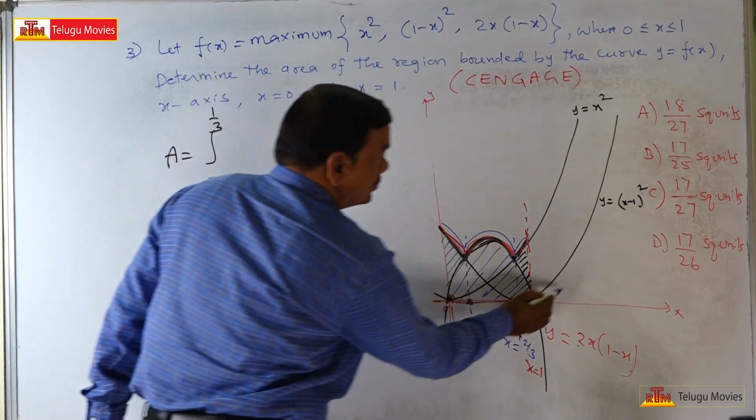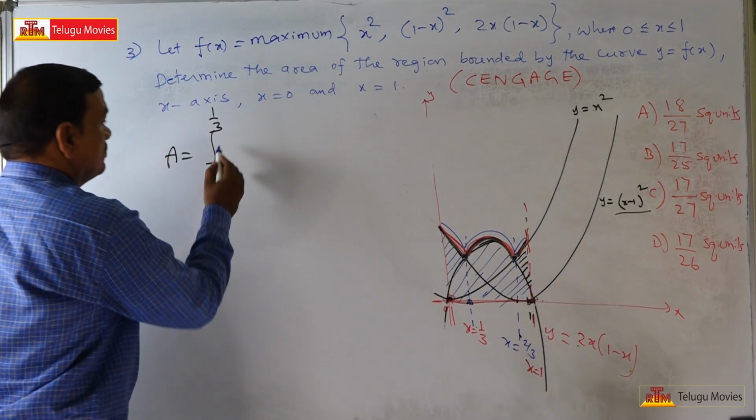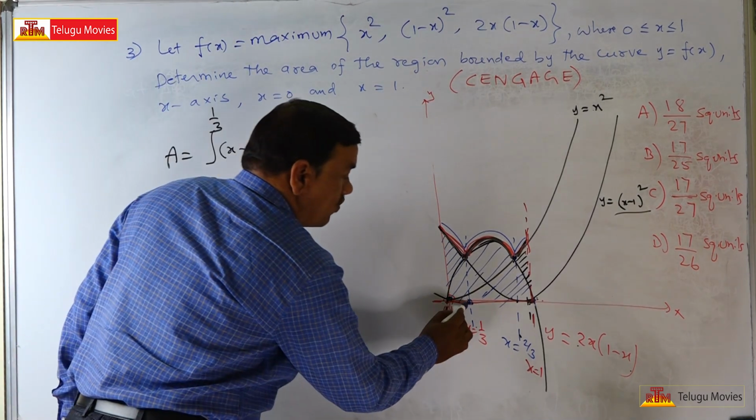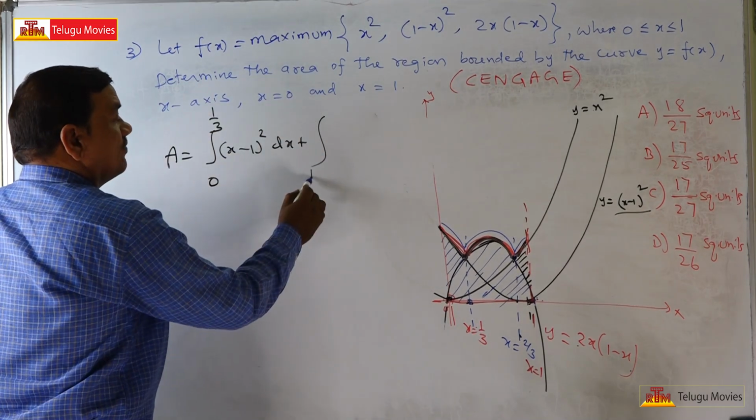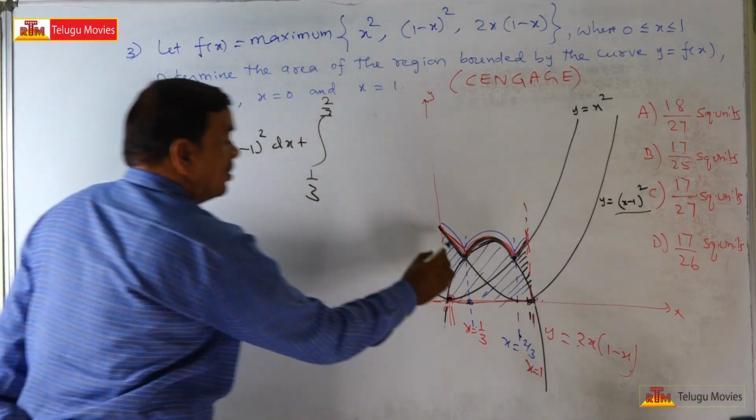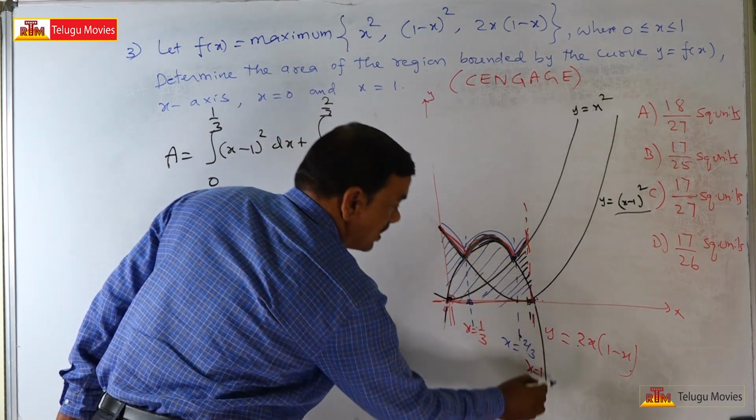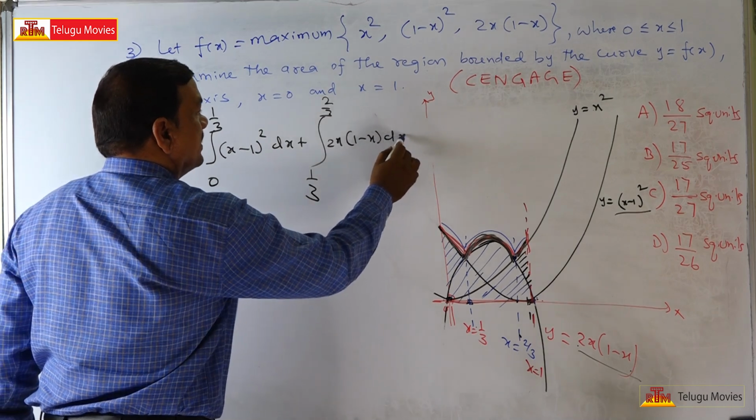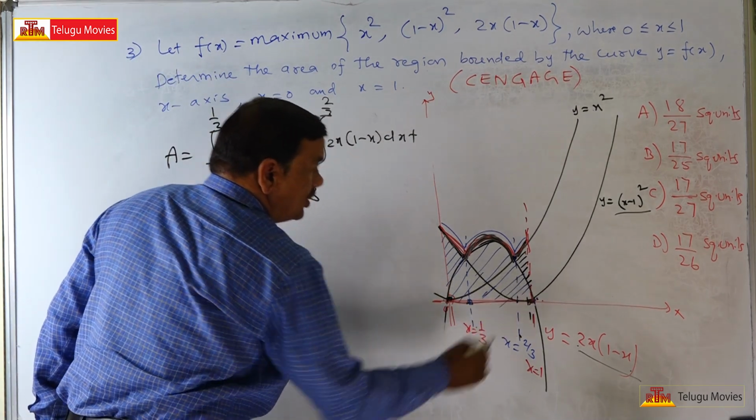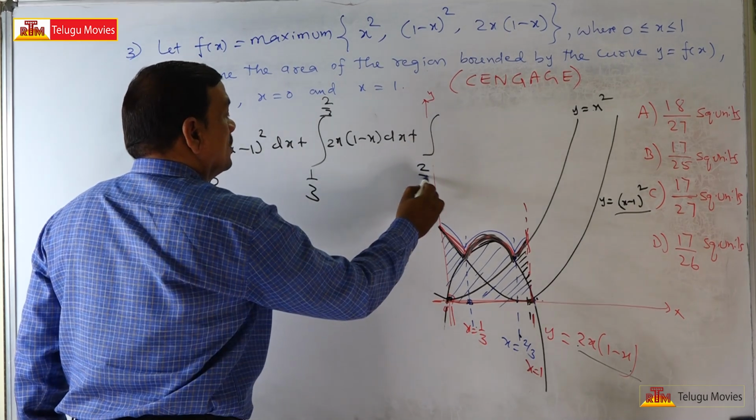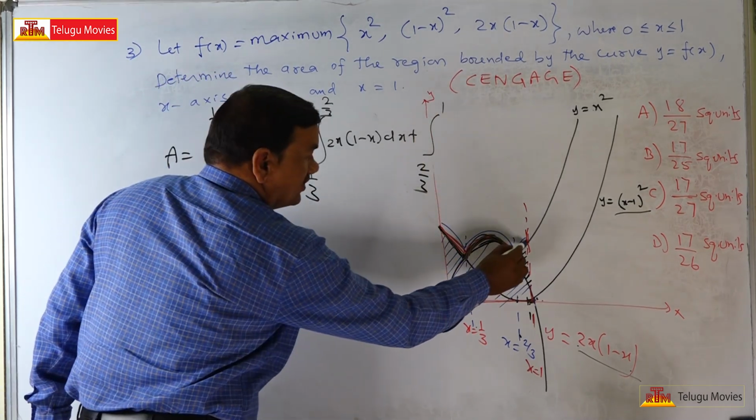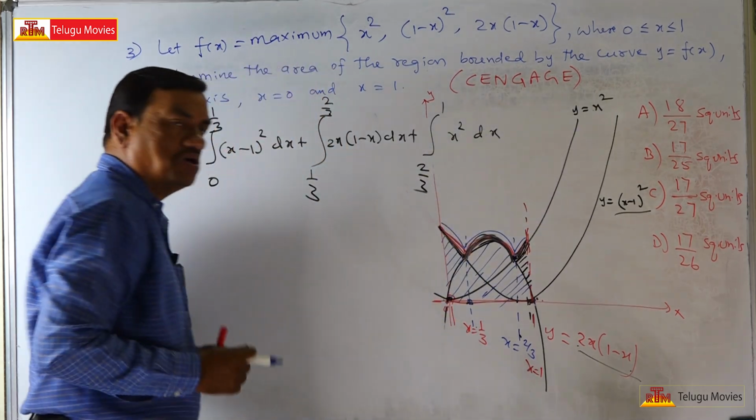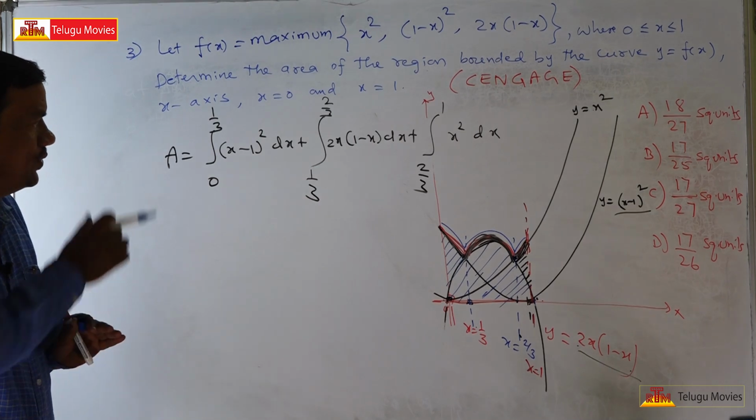What is the upper curve? So this is the integral of (x minus 1) whole square dx, plus, from 1 by 3 to 2 by 3, what is the upper curve here? So this is your upper curve: the integral of 2x into 1 by x dx, plus from 2 by 3 to 1, here this is the upper curve. What is the upper curve? x square dx. Okay, so from this everybody can do that problem.